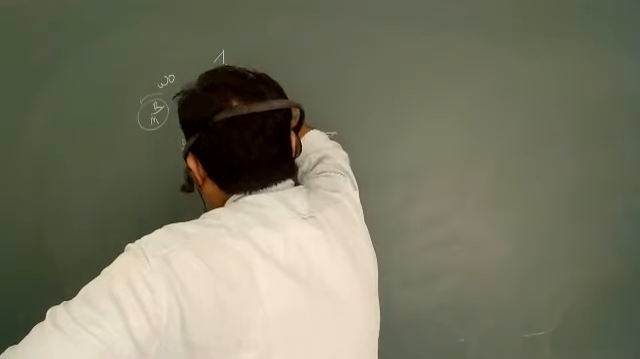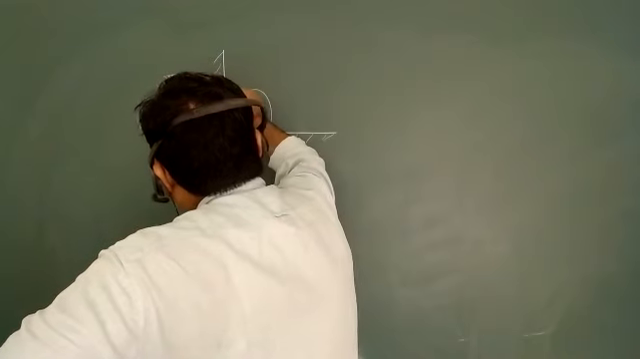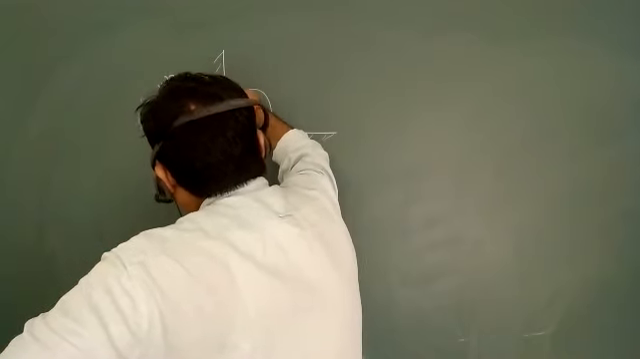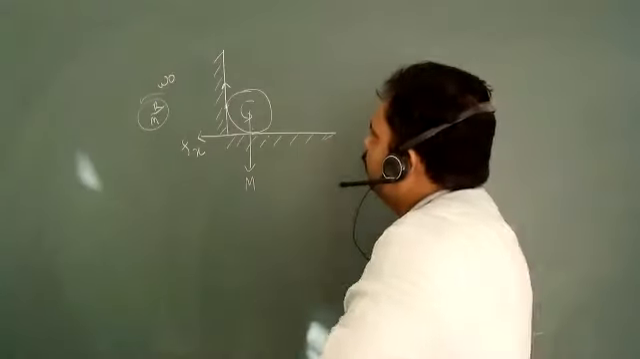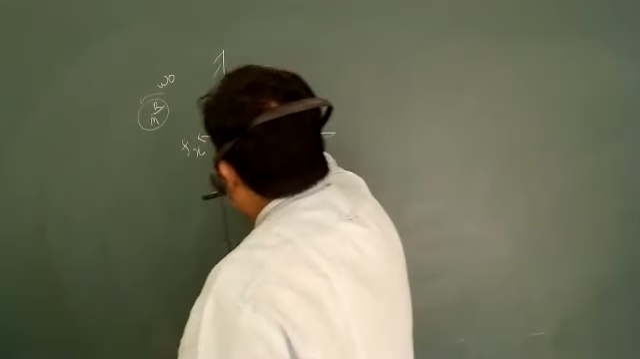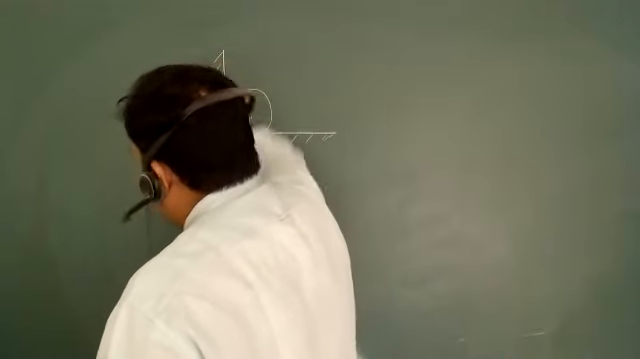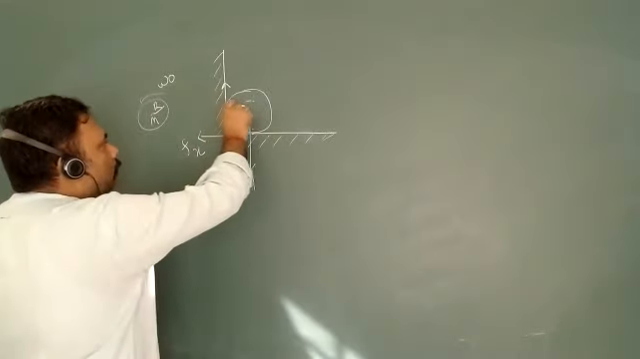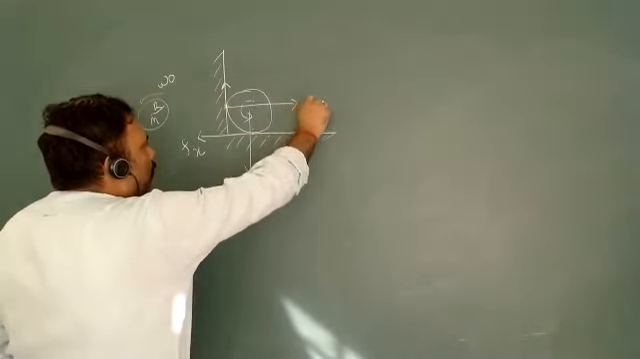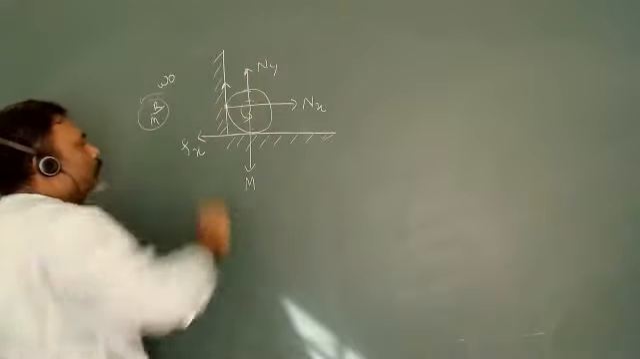Since it is rotating in the anti-clockwise direction, this point will go downward, so the frictional force will be upward, isn't it? This is your frictional force at this point, and this is your frictional force at this point. Look at this point, it is going anti-clockwise, so the frictional force will oppose this. Okay, this is the situation. And what about normal force in the x direction? There is a normal force in the x direction, Nx, and a normal force in the y direction, Ny.